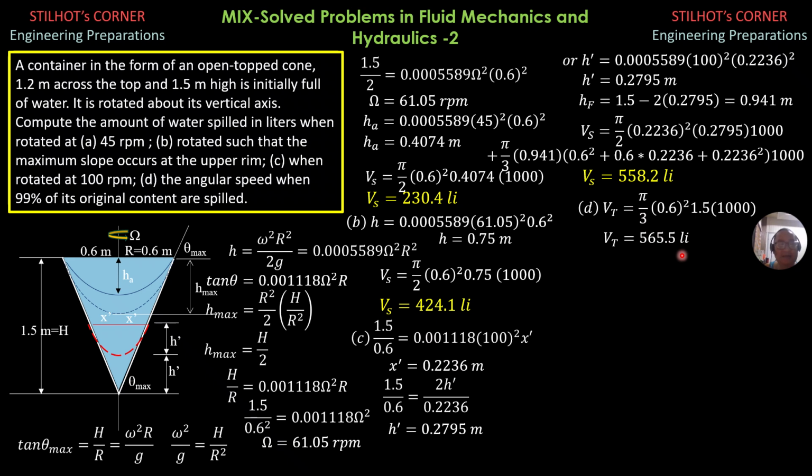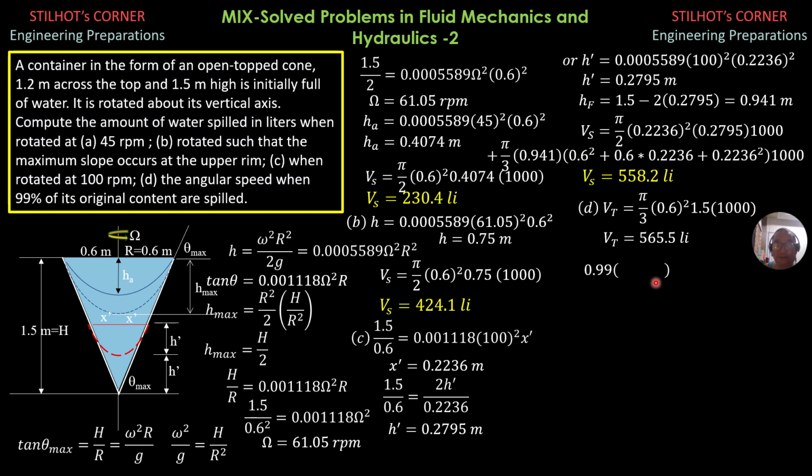That's like disposing all the liquid out of the tank. So it's very close. So that means the answer should also be close to 100 RPM. Slightly close than 100 RPM because 0.99 of 565.5 is about 559.8, I think, liters. So it's very close. About 1.6 liters difference. So we expect that the angular speed in the last part is slightly greater than 100 RPM.